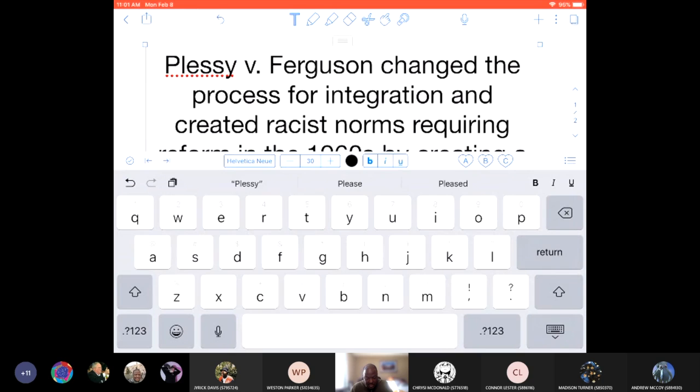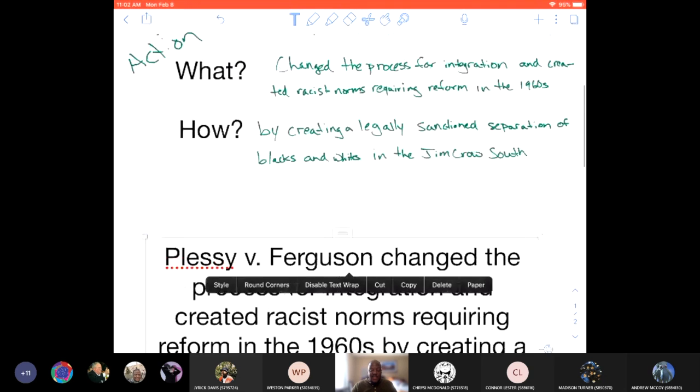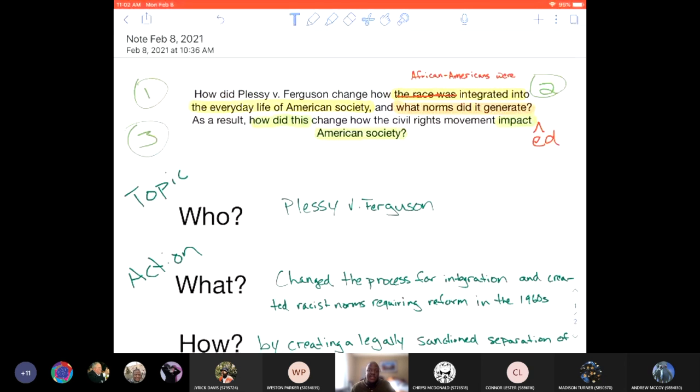Plessy v. Ferguson changed the process for integration and created racist norms requiring reform in the 1960s by creating a legally sanctioned separation of blacks and whites in the Jim Crow South. Okay, so what we've done here is we've taken the question, we've broken it down into its parts. We have multiple parts. It allows your research to be wide. So we've said without reservation that there are these multiple parts to this question. When you're doing your research, now you have 3 different things you can look at.